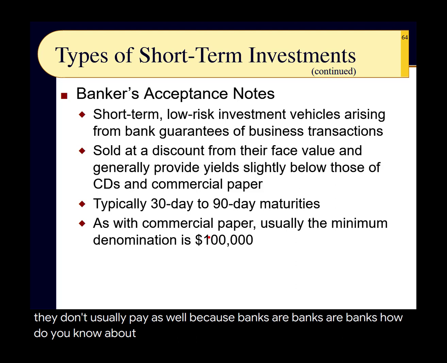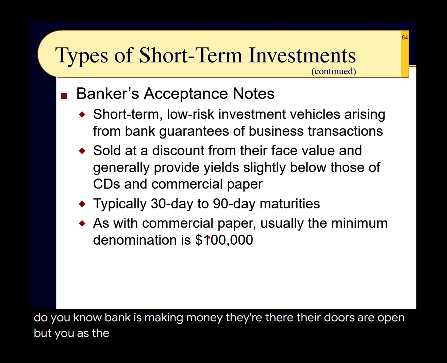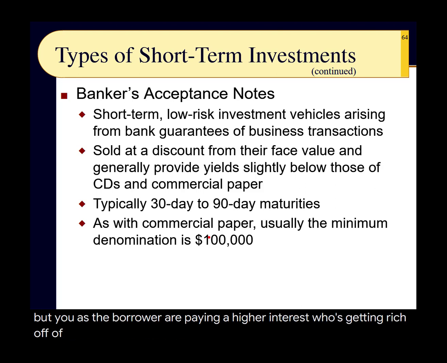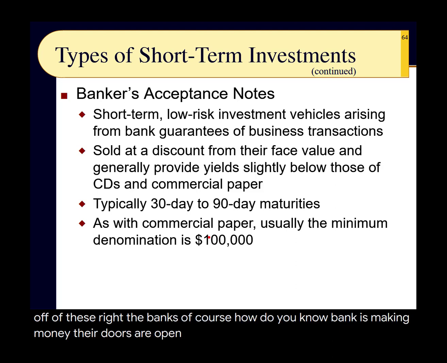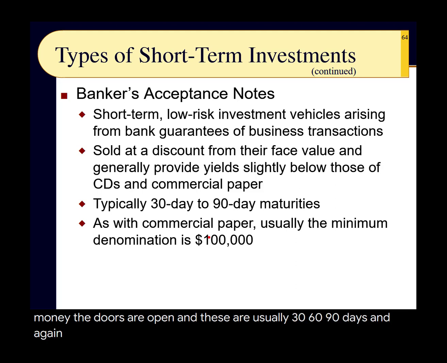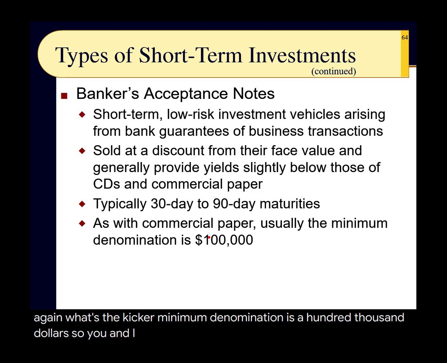How do you know a bank is making money? Their doors are open, but you as the borrower are paying a higher interest. Who's getting rich off of these? Right, the banks, of course. How do you know a bank is making money? Their doors are open. And these are usually 30, 60, 90 days. And again, what's the kicker? Minimum denomination is $100,000. So you and I are not normally in the market for bankers' acceptance notes.